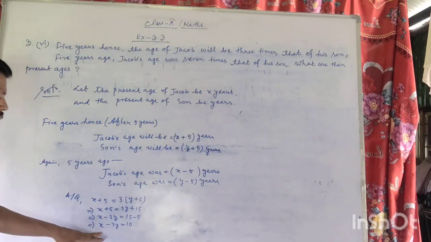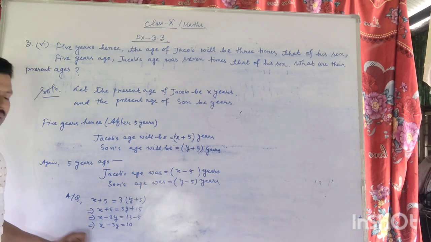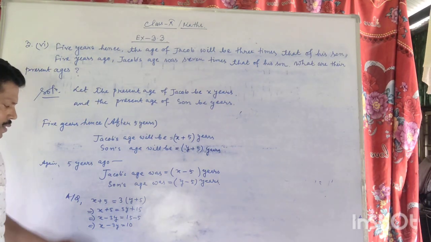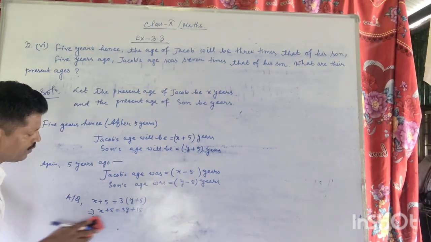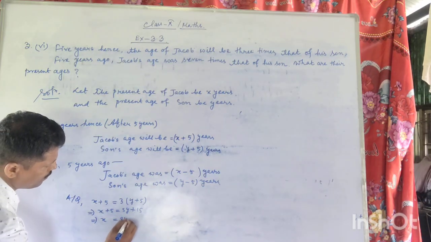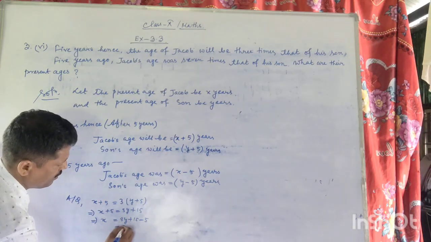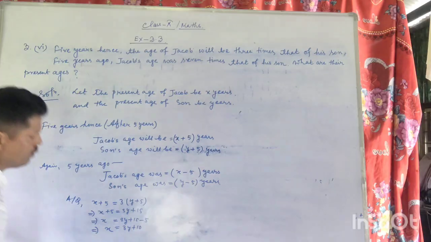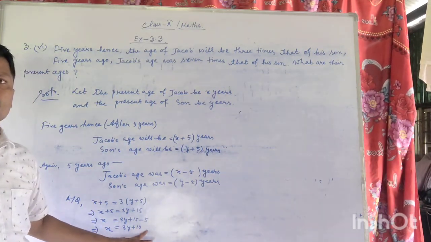Or from here we can find the value of x directly. X is equal to what? 3y plus 10. So from here we can find the x value directly. You can write x is equal to 3y plus 15. This one is positive, it will be negative here. Then 3y plus 10. So x is equal to 3y plus 10.